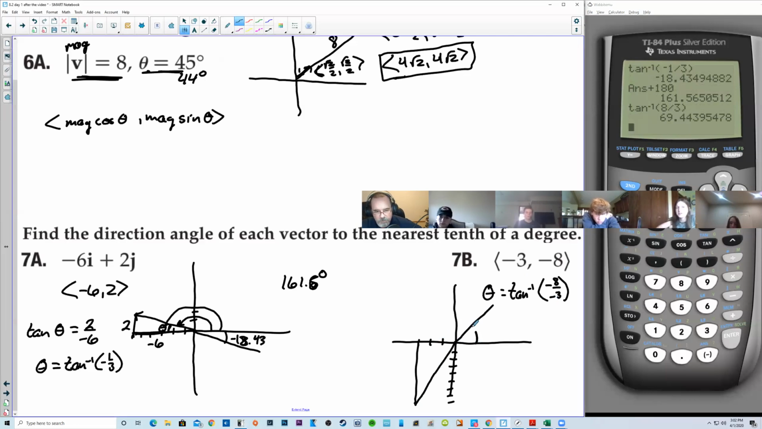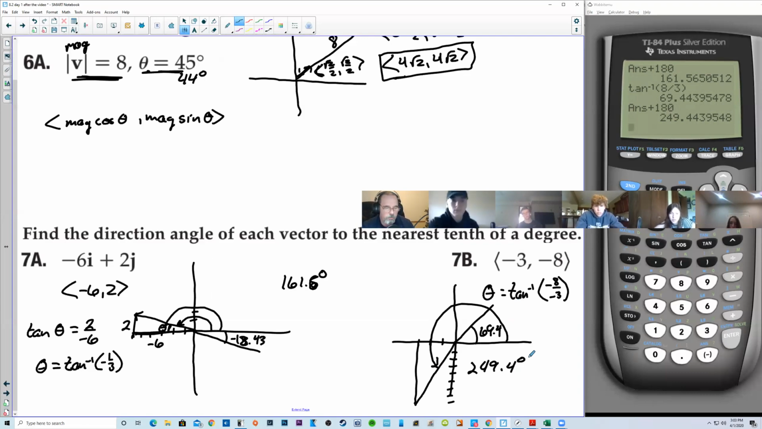So it actually gave us this right here, 69.4. But we want all of this. We actually want an angle that sits in the third quadrant. So again, we're going to add 180 to this. And the angle that we're actually looking for is 249.4 degrees. Quadrant 3 is not a principal quadrant either. So you have to get an idea. You have to know where the vector is so that when you use the calculator, you can actually give the correct answer.